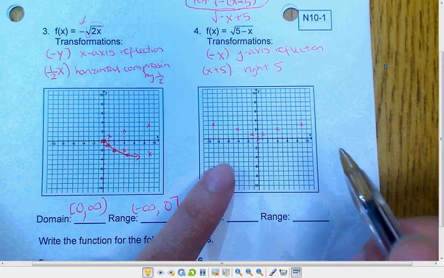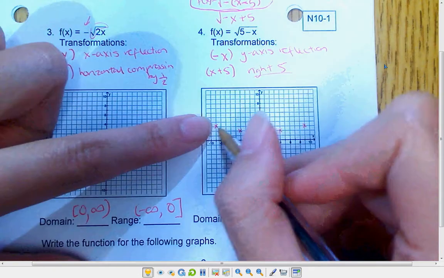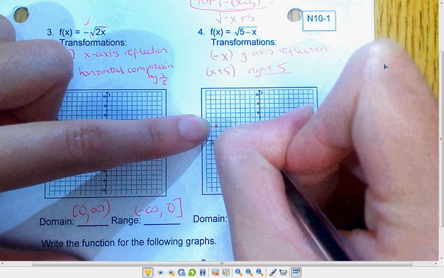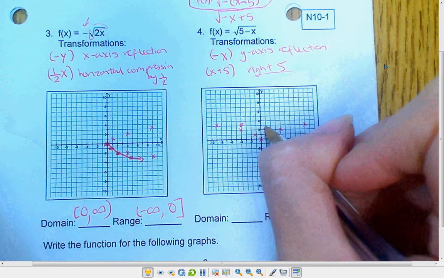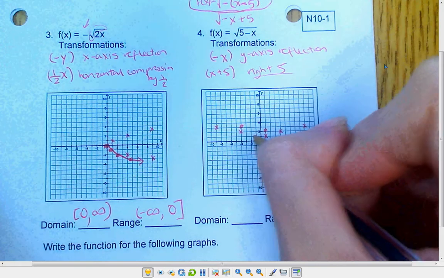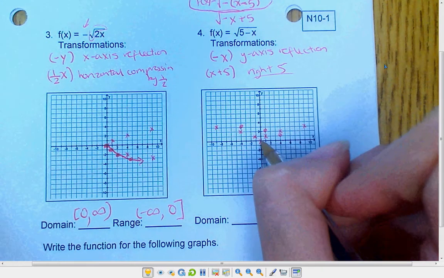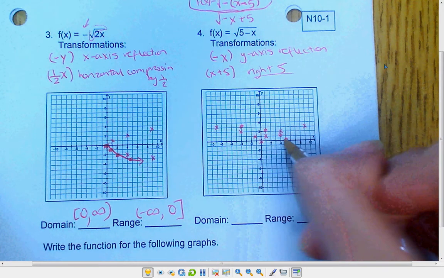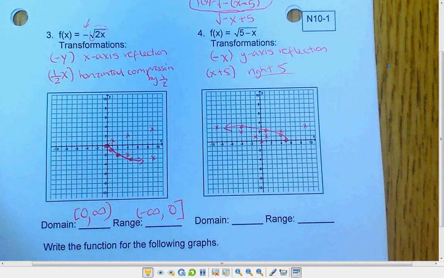And now I'm just going to move each of my points right 5. So I'm taking these points right here and I'm moving them right 5. So this one goes 1, 2, 3, 4, 5 to the right. This one goes 1, 2, 3, 4, 5 to the right. This one goes 1, 2, 3, 4, 5 to the right. And my last point (0, 0) goes 1, 2, 3, 4, 5 to the right. And this is what I'm connecting to form my function.